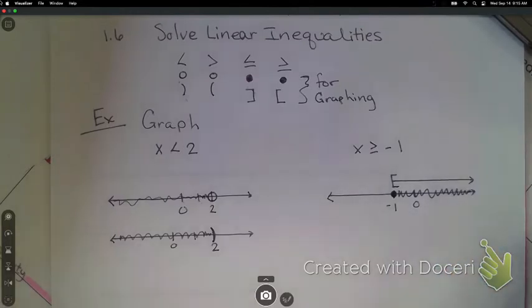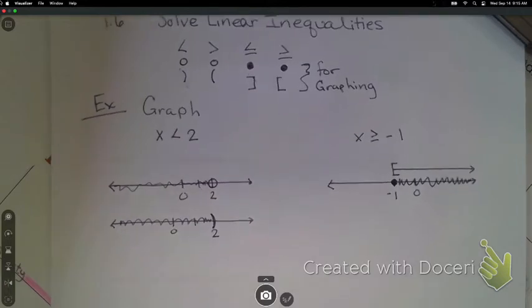Now, some people like to graph above their number line too. I just don't. You guys remember doing this? Nope. Couldn't tell you. Okay.